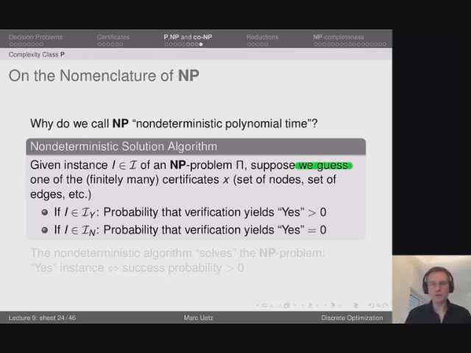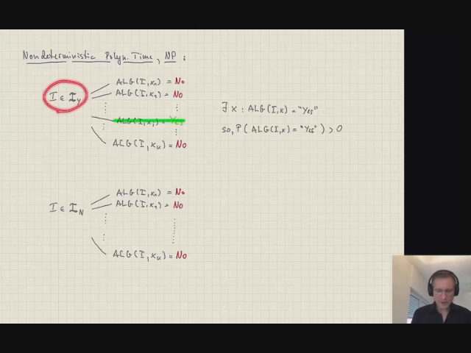And that is how a non-deterministic polynomial time algorithm solves the problem. It is just possible to guess the right certificate, or in other words, we say that such an algorithm solves the problem if the success probability is strictly larger than 0. So once again, if you give me a yes instance, there at least exists a certificate such that verification turns out to be successful. And that means we have a non-zero success probability, right? Whereas if you give me a no instance, the verification algorithm will never return yes.